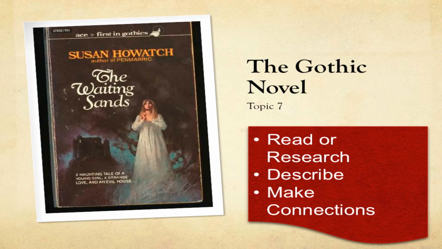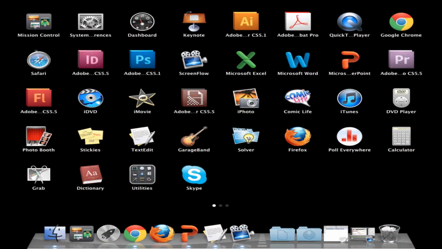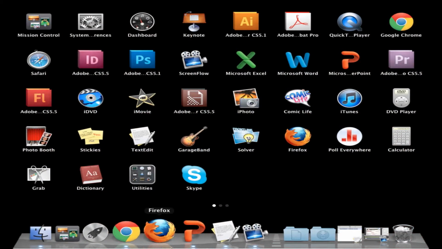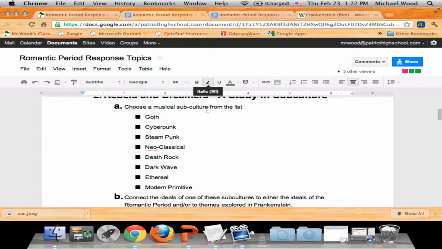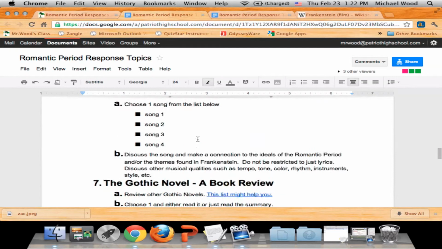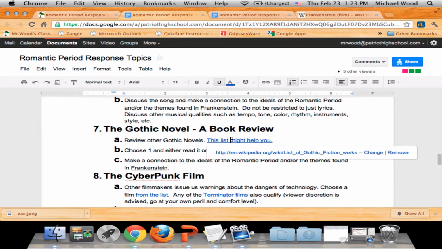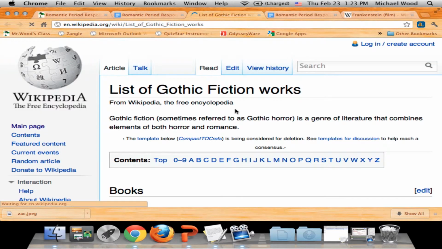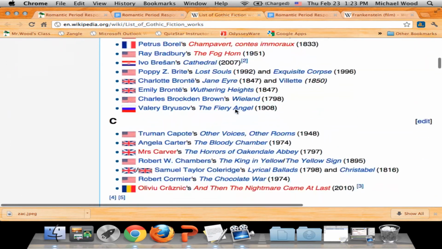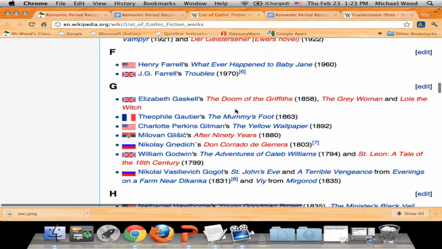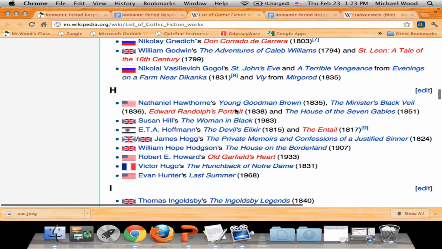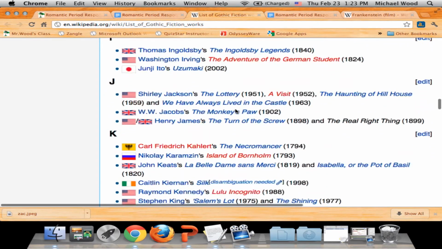Also, topic 7, the Gothic novel. You'll basically look at a list of novels. Let me go to the list right here. Topic 7. Wikipedia has a nice list of Gothic novels. Okay, it's a lot, right? Frankenstein, of course, is one of them. Wuthering Heights is considered a Gothic novel as well.